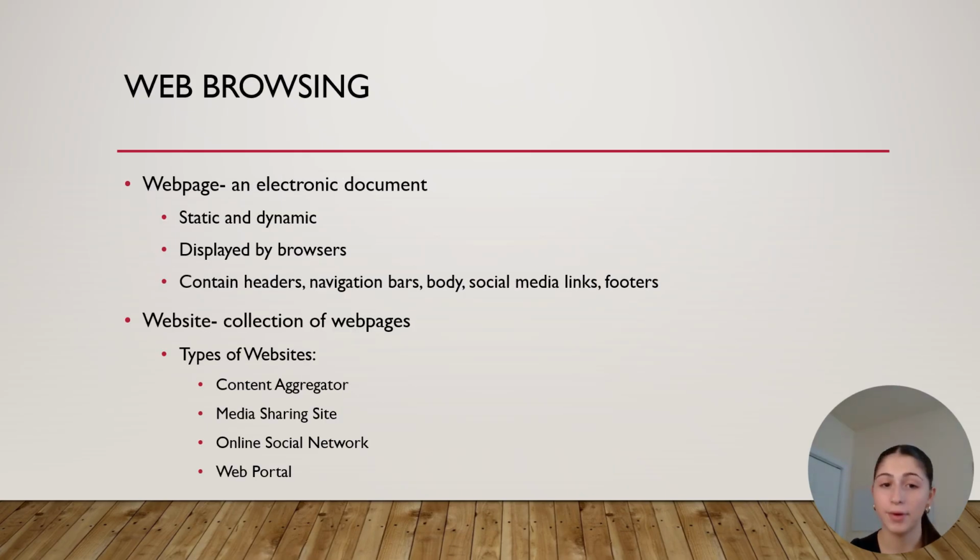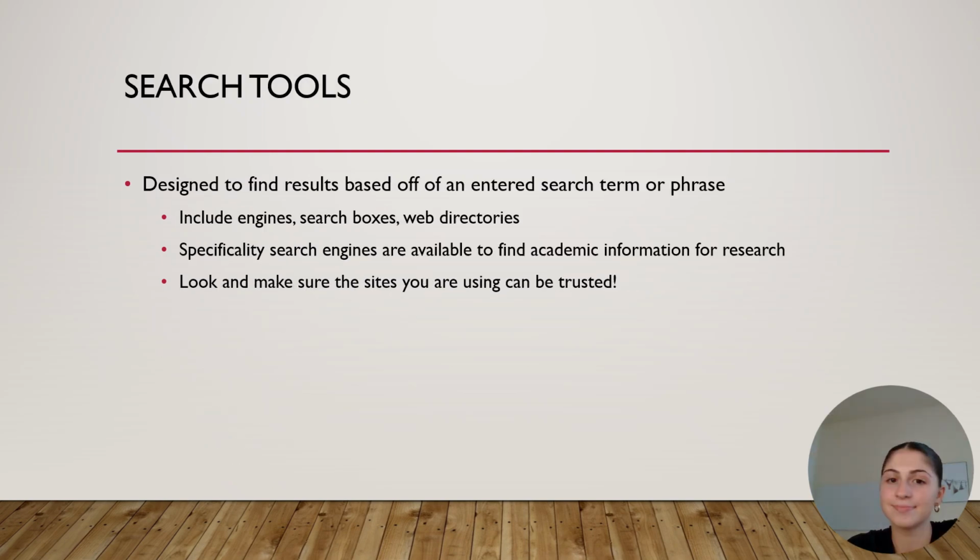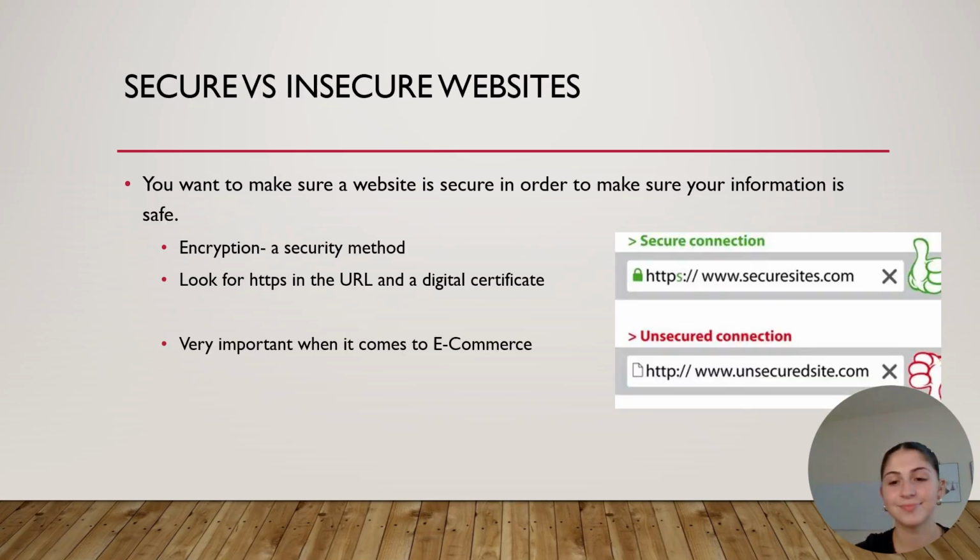Next, we have web browsing. So, a web page is an electronic document, while a website is a collection of web pages. We have search tools as well. So these tools are designed to find results based off of an entered search term or phrase. This is going to include engines, search boxes, web directories. Something to consider: make sure that the sites you are using can be trusted.